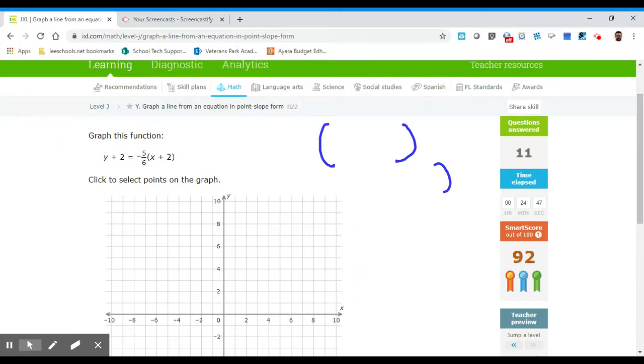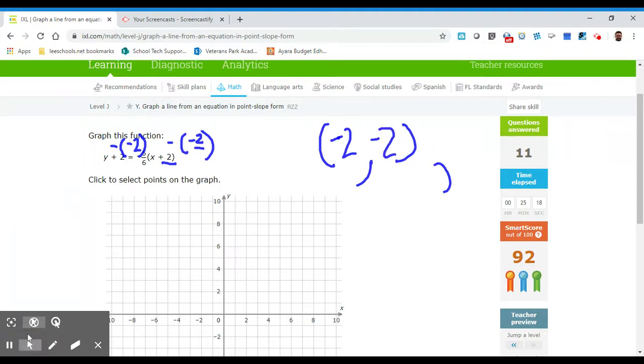Okay, for this problem, again, are we in subtraction? No, this is plus. So right away, we have to change this to minus 2. And we need to change this to minus 2. Then what is our x and what is our y? Our x is negative 2. Our y is negative 2.